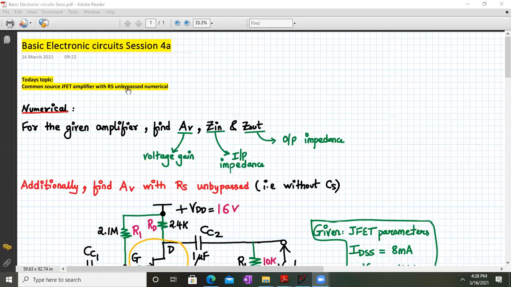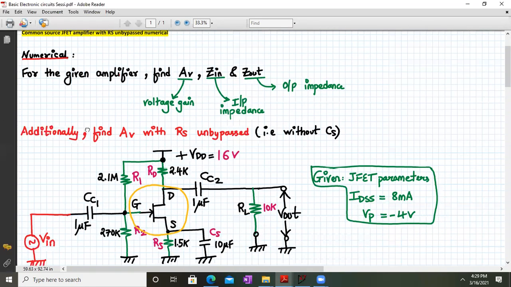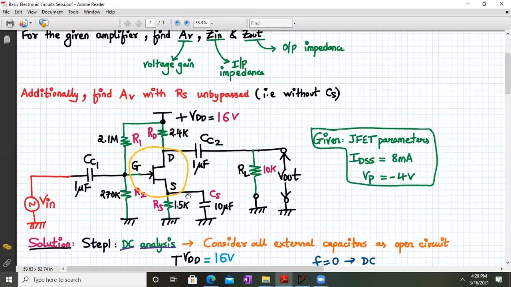Okay, so hello everyone. Welcome to Basic Electronic Circuit session number 4A. Today's topic is determining the voltage gain for a common source amplifier with RS unbypassed. Last time we found out the voltage gain with RS bypassed. Now what do you mean by RS unbypassed? Meaning that this capacitor which you see over here was not connected in the circuit.